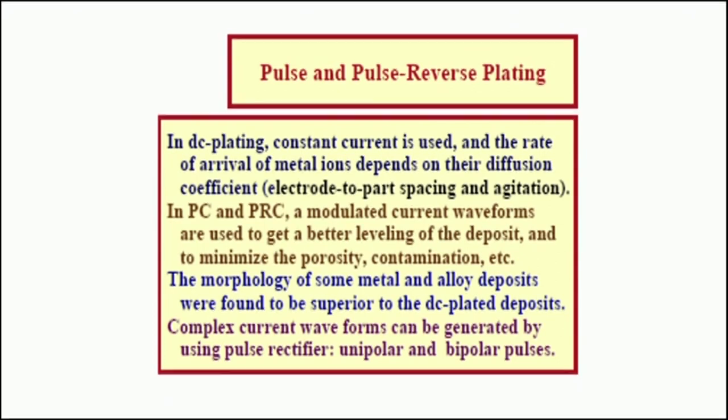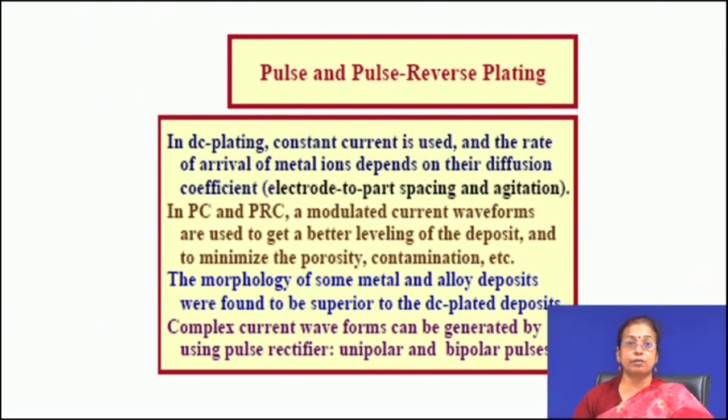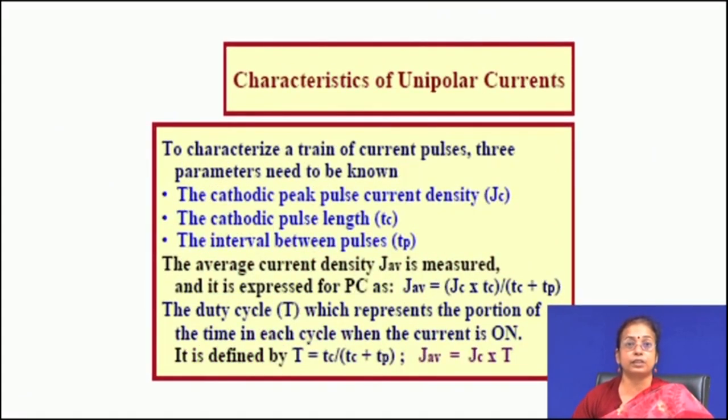That current can be applied in two different modes, one is pulse current, another one is pulse reverse current. So, in DC plating, a constant current is used and the rate of arrival of metal ions depends on their diffusion coefficient, and in pulse and pulse reverse plating, a modulated current waveform is used, and that modulated pulse waveform basically offers very nice leveling and also cleaner deposition, and also minimizes the porosities and contamination on the surface. The morphology of some metal and alloy deposits was found to be superior to DC deposits. Now, complex current waveforms can be generated by a pulse rectifier. So, you can use different pulse rectifiers for complex current waveform generation.